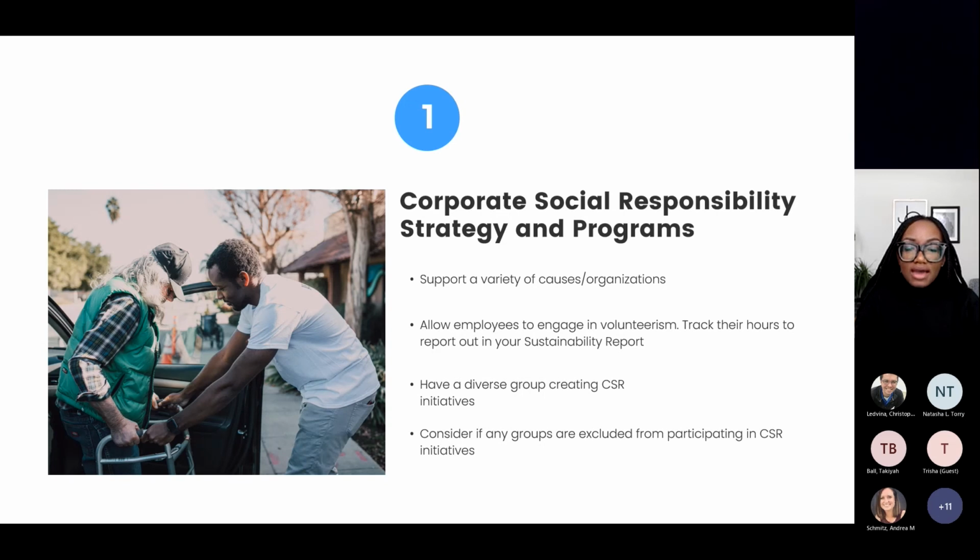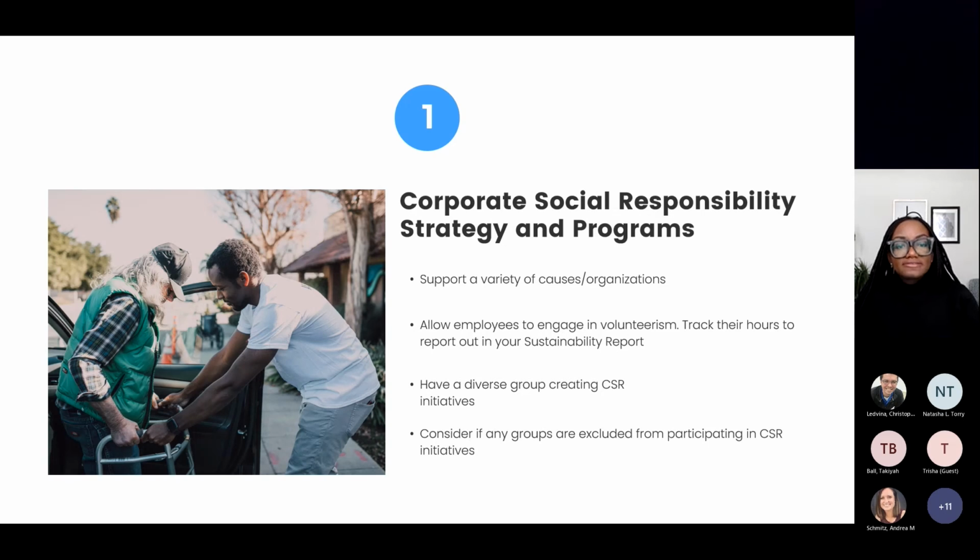Another way is to allow employees to engage in volunteerism and then track those hours and report that out in your sustainability report. So, right there, that is a talent attraction tactic because people are looking to see that organizations are engaged in their communities. And also, in terms of the total employee experience, people in your organization want time to contribute to their causes, to support organizations that they find value alignment with.